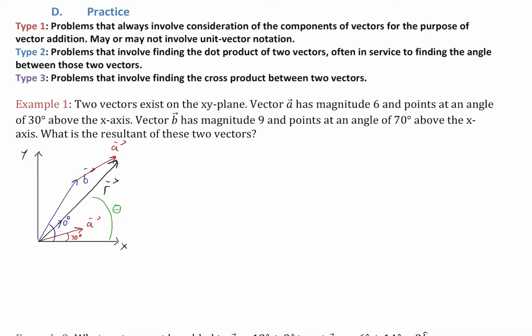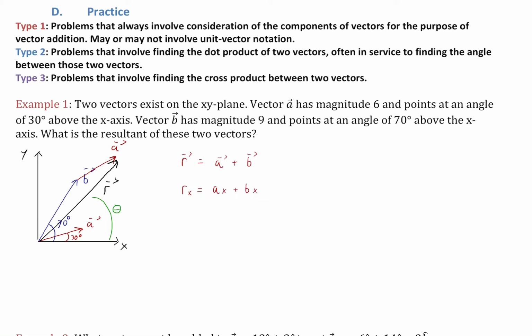Okay? By tip-to-tail addition, I know that r should point somewhere between the two, and it's going to have some angle relative to the x-axis, which I've chosen to call theta, right? And it's going to have some magnitude, which is just the length of that black vector. Okay? So what do we do? Well, first of all, I note that r is equal to a plus b.